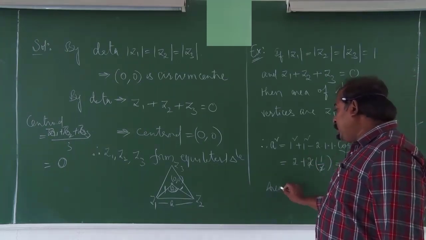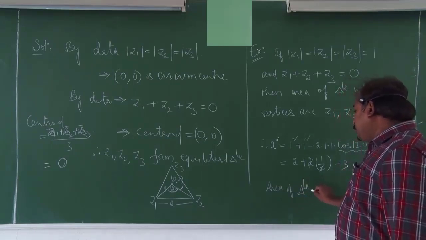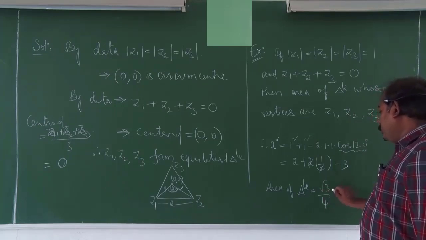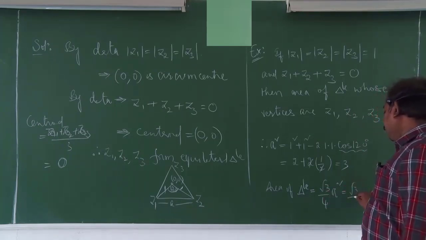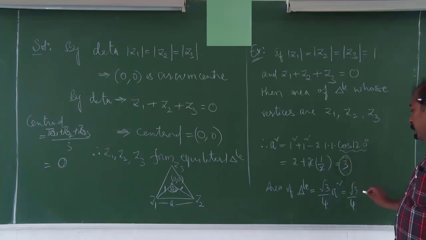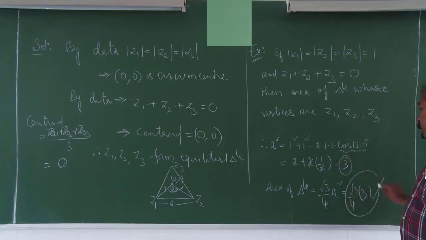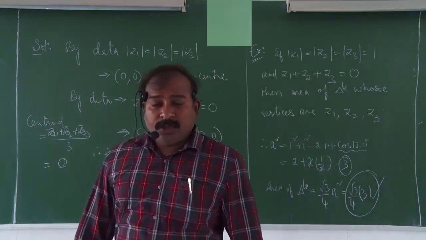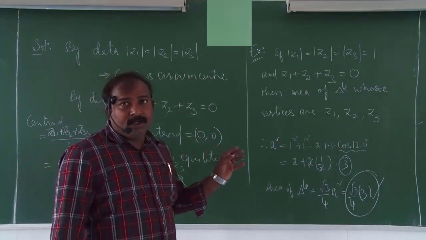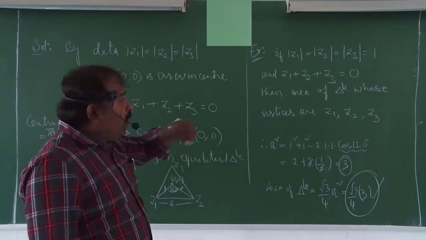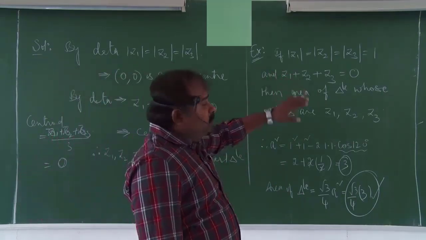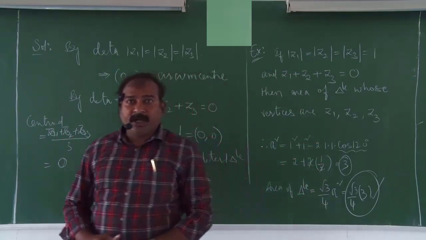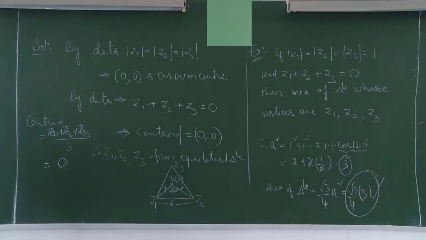Therefore, what is the area of the triangle formula? Since it is an equilateral triangle, root 3 by 4 into a square, and we got a square as 3. So the value is 3 root 3 by 4 square units. This is also a geometrical application. Based on the given data, we identify that the circumcenter and the centroid are the same, so automatically the triangle is equilateral. Okay, next example.